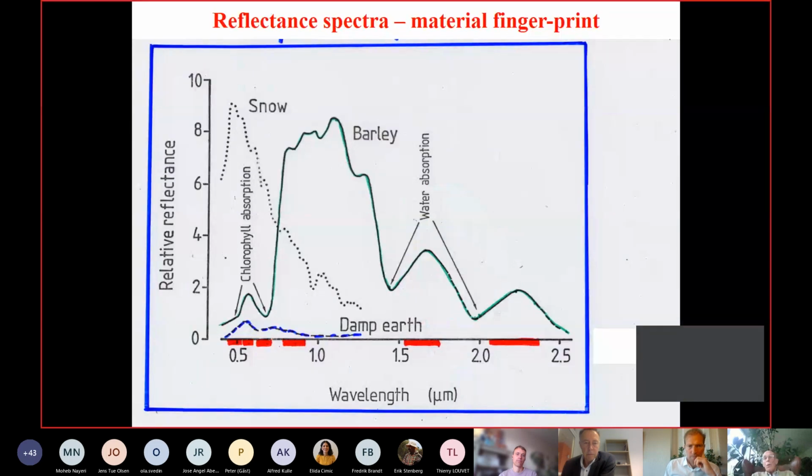Of course, the idea is that the materials have different fingerprints. You can see snow reflecting a lot in the visible regime. Crops are mostly reflecting in the green to the left there. They are like mirrors in the infrared region, damp earth and so on. And the satellites look into this and identify that.